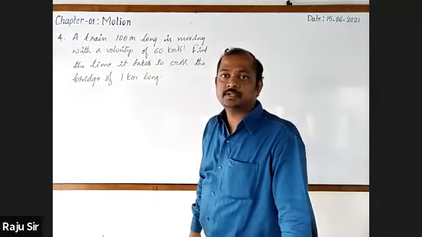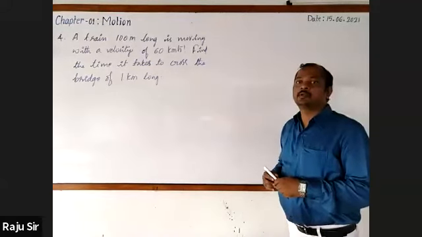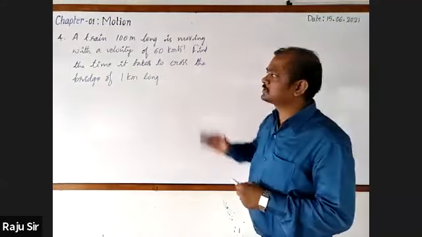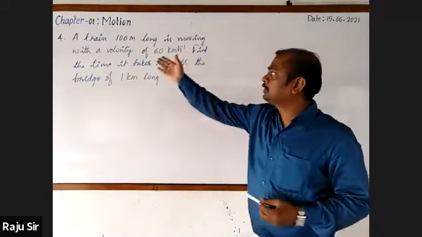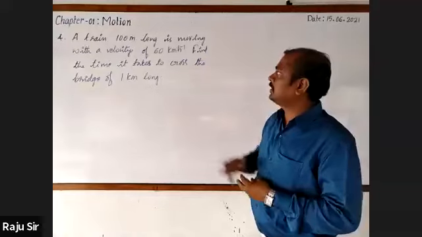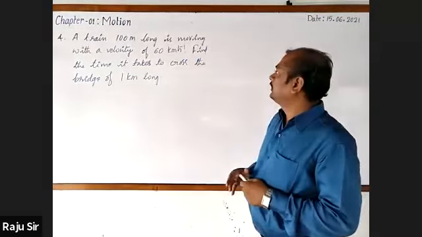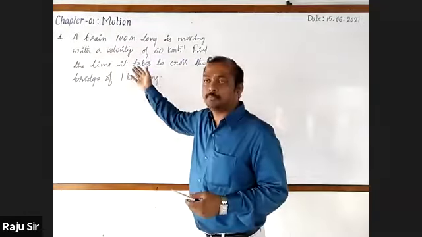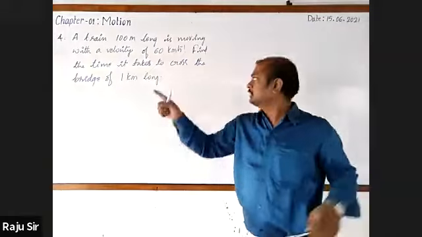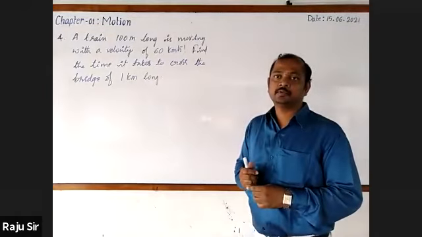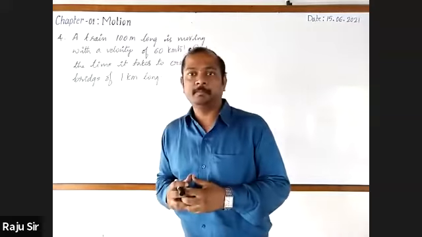The students, just observe here. Once you go through the statement: a train 100 meter long is moving with a velocity of 60 kilometer per hour. Then we have to find out the time taken by the train to cross the bridge whose length is 1 kilometer. Here you are going to find out the time.